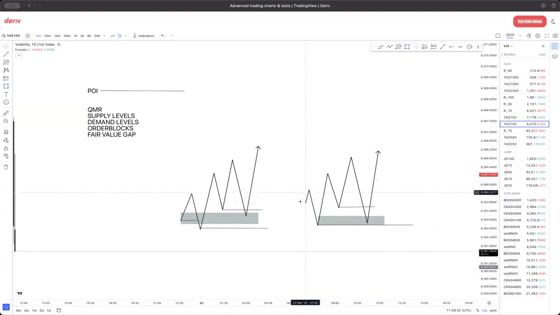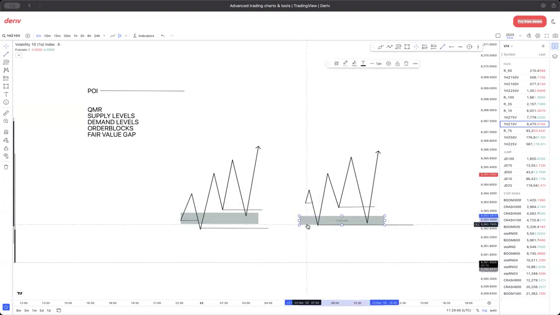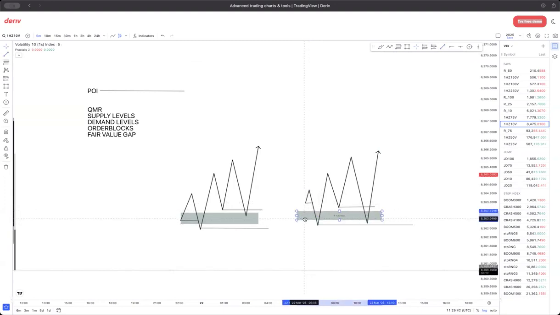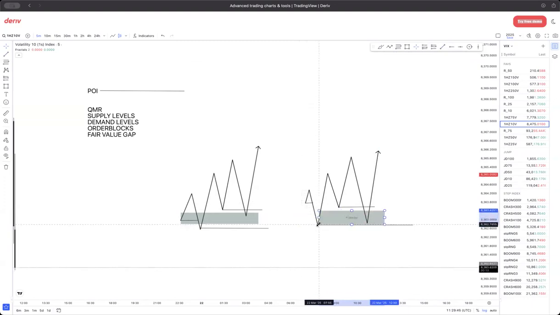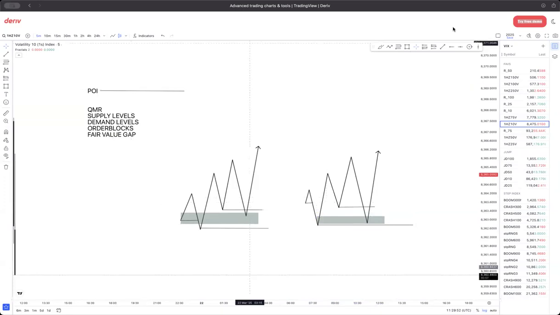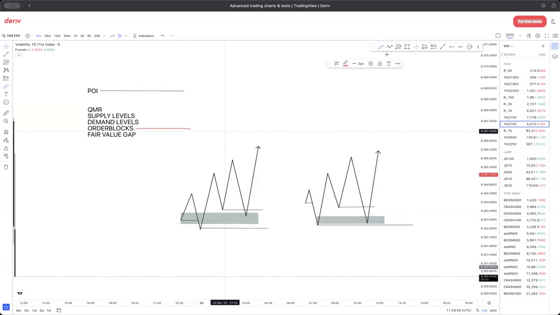Sometimes the sweep of liquidity might be far away, something like this. You might have your sweep of liquidity somewhere around here, so you might not even have a space to draw your QMR perfectly well. In such cases, you tend to choose your order block: the last candle before the buy, the last sell candle before the buy. That's what your order block is, right? So you have your order blocks to be something like this.